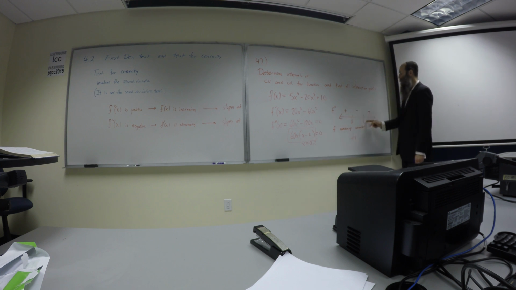Same question about this one. Did it change concavity at 2? Yes, because the sign of the second derivative changed. Is 2 a valid input into the function? Yes, it's a polynomial. So therefore, inflection point at 2.